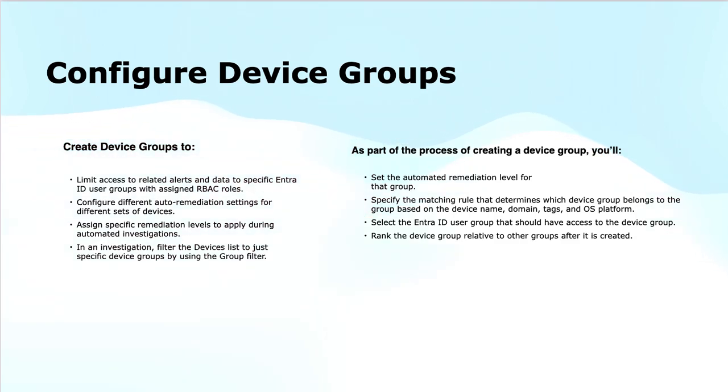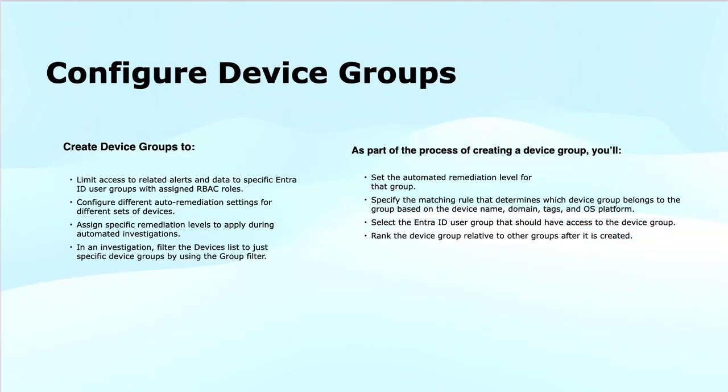Assign remediation levels. We can define and apply the specific remediation actions for different device groups during the automated investigation. It ensures that the right response based on the device group characteristics, like the device platform being used, are applied. Filter the devices in investigation. During the investigation, use the group filter to narrow down the device list to only those within the selected device group. This helps in streamlining the analysis and the response process.